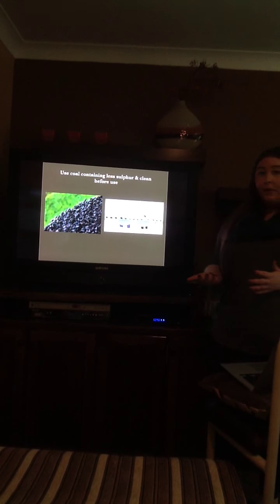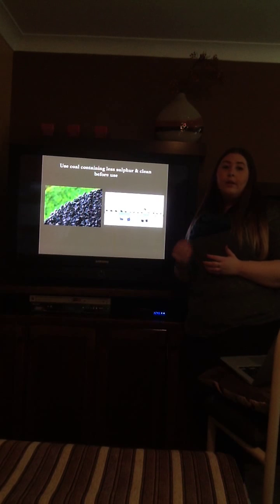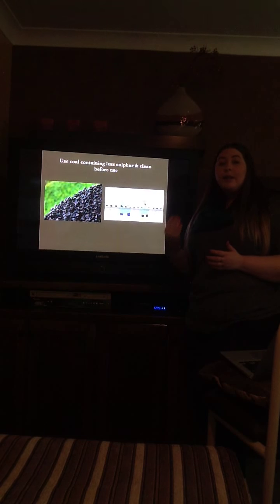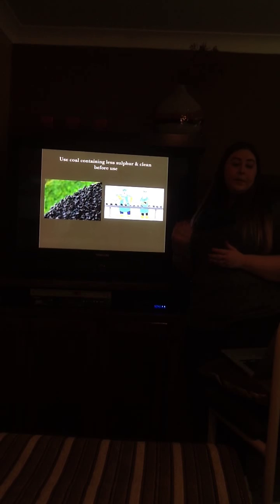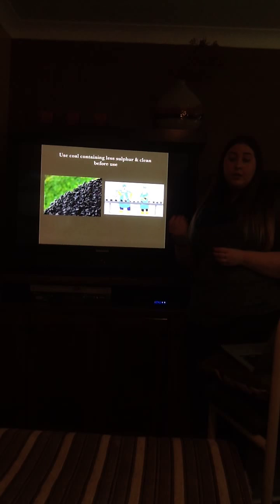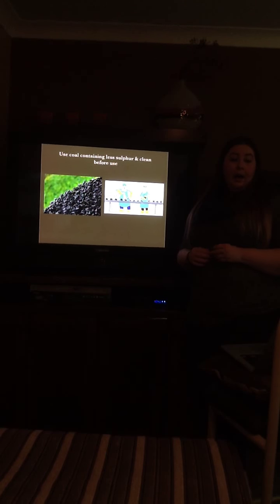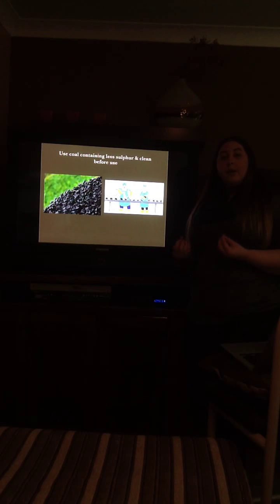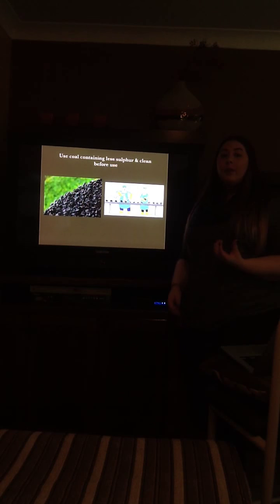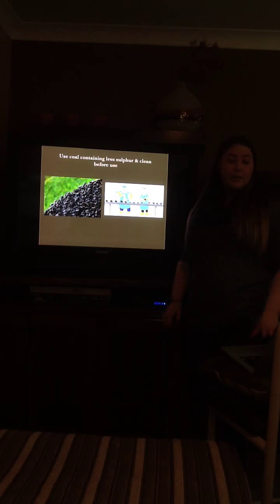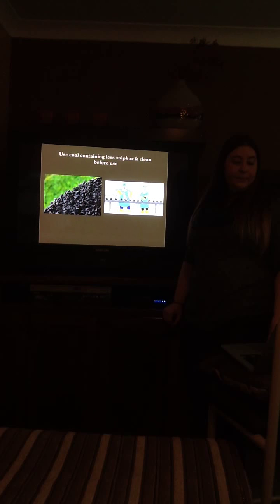Something simple that we can easily do is extract coal a little bit differently. By extracting it in a cleaner way, it decreases the amount of sulfur that is actually in the coal. Also coal has a lot of residue on the outside of it, so by simply cleaning it would decrease the amount of air pollutants that we're putting into our atmosphere.